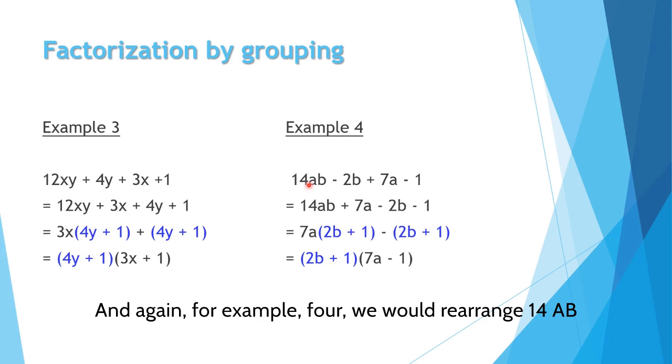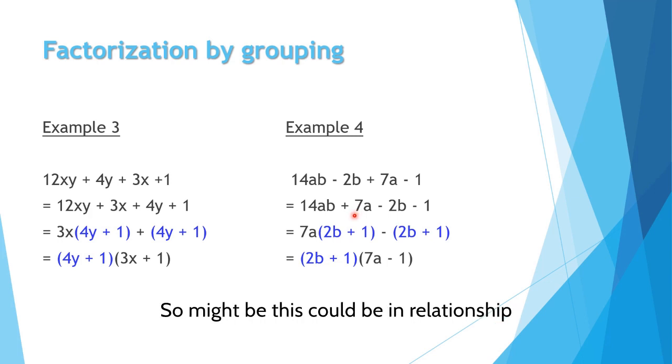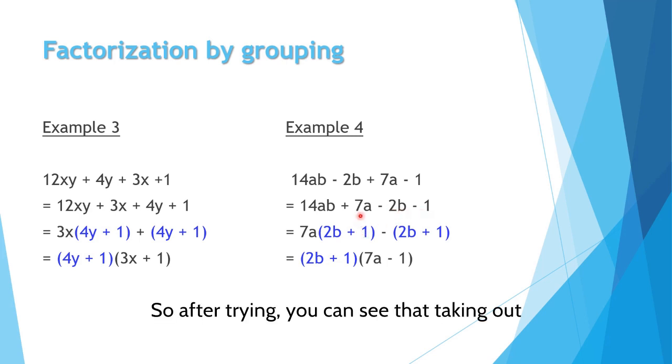And again, for example 4, we would rearrange 14ab plus 7a and then minus 2b minus 1. Because we can sense that this one is 2 times 7. Because 14 is 2 times 7, so maybe this could be in relationship with something about 2b and 1. So after trying, you can see that taking out 7a would give 2b and 1.